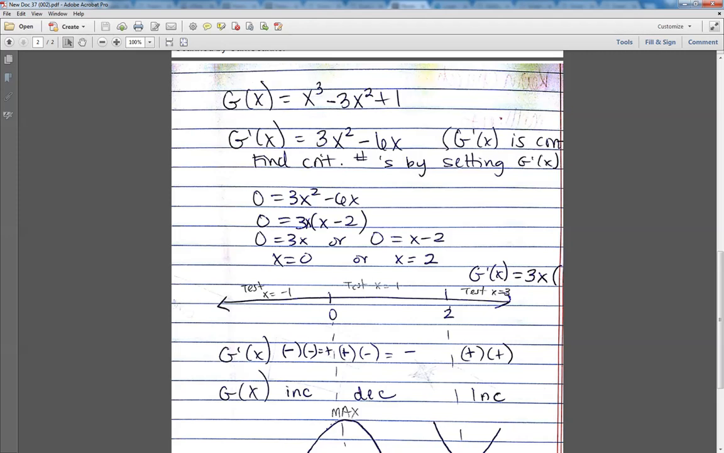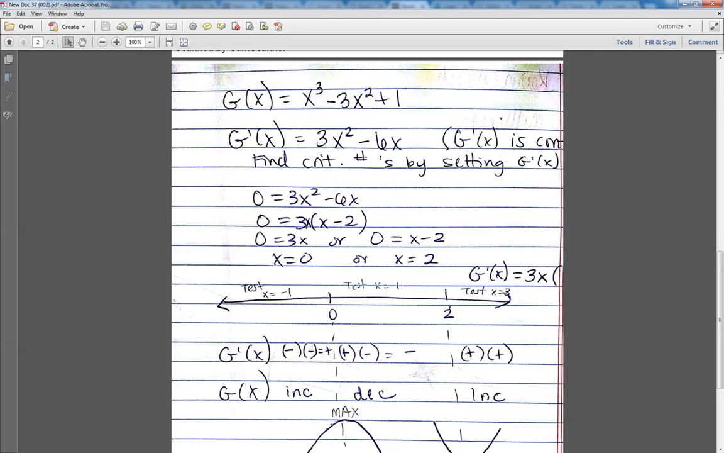This is a polynomial, and polynomials are continuous, which means the derivative is going to exist everywhere. So I'm not going to have to worry about finding where the derivative does not exist, because that just doesn't happen with a polynomial. What I do have to worry about is finding critical numbers from where g prime is equal to 0.